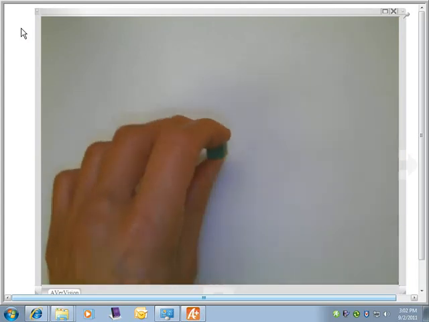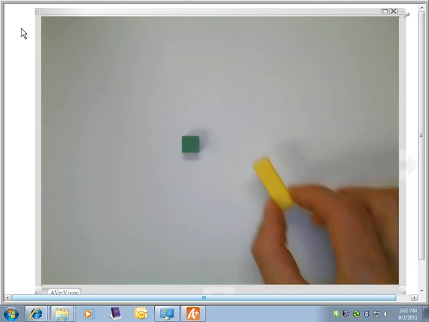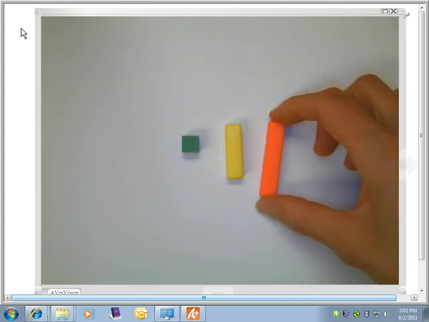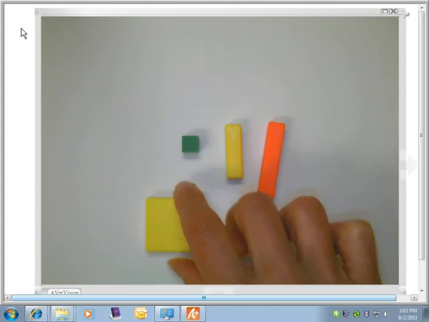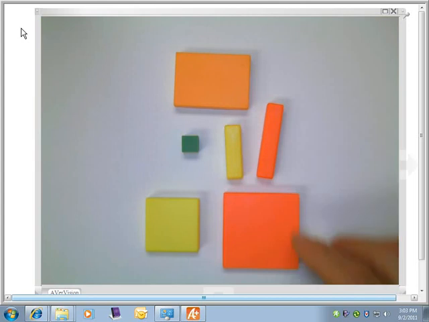Okay, we're going to investigate algebra with manipulatives. So I'm placing out a number of different colored rods and squares and rectangles and cubes. We're going to investigate the relationship.